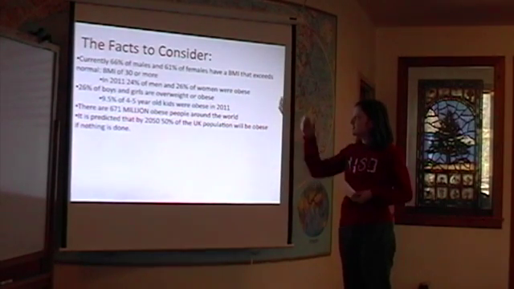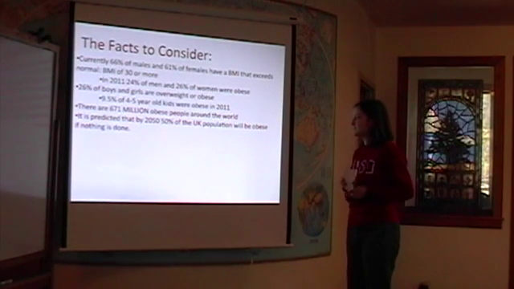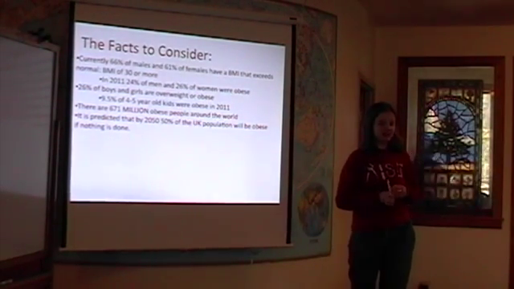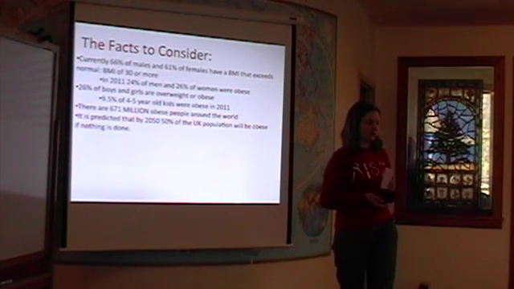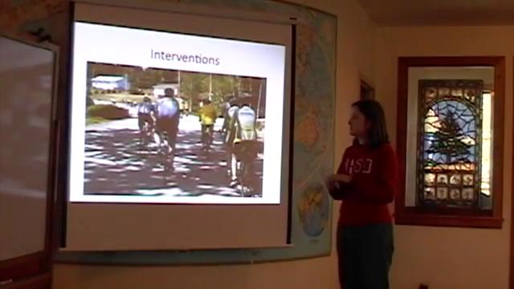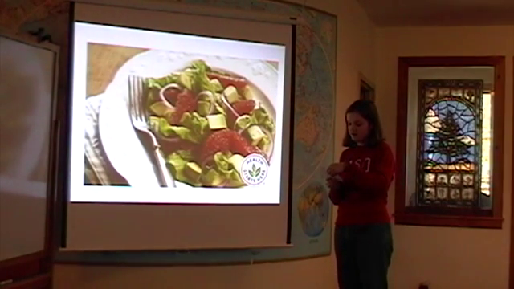So these are some facts to consider. Basically, if we don't do anything, by 2050, 50% of the UK population will be obese. And obesity is currently one of the biggest global health problems. So these are some of the interventions, which include active transport and promotion of healthy foods and labeling.